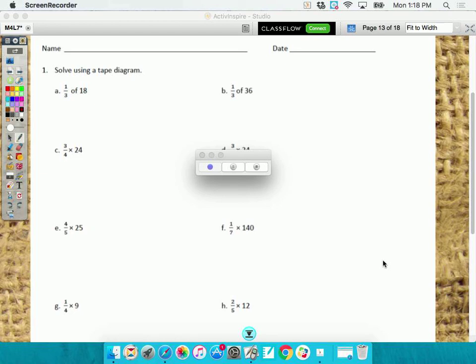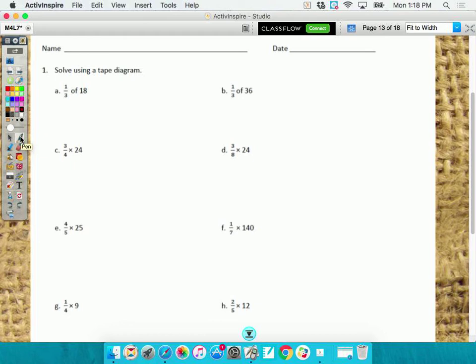Multiplying fractions times whole numbers today. First thing I want you to do, and it says to solve using a tape diagram. So draw your tape diagram and check to see if you have a total. Do we have a total? Yes. 18. What's the denominator? So that's my number of groups.